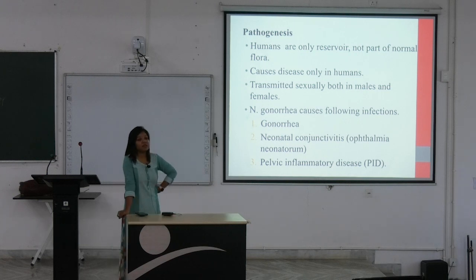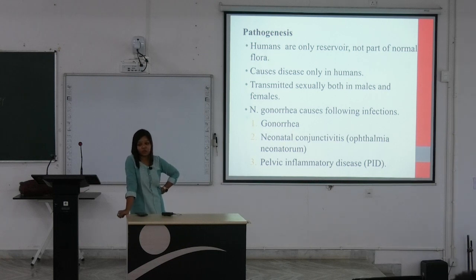Next is pathogenesis. Meningitis spreads by airborne, I mean droplet borne infection. Gonorrhea is sexually transmitted, in both males and females. They belong to the normal genital flora, in the cervix and in the vagina for the females.